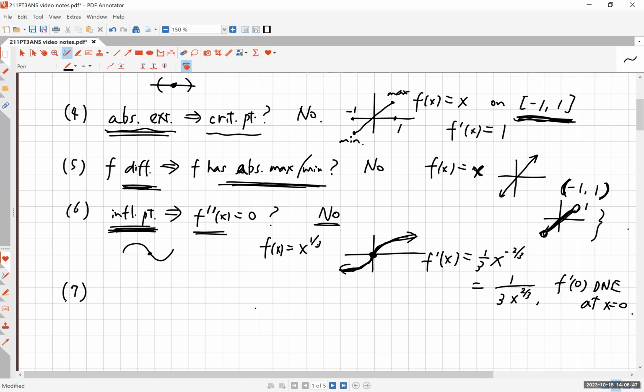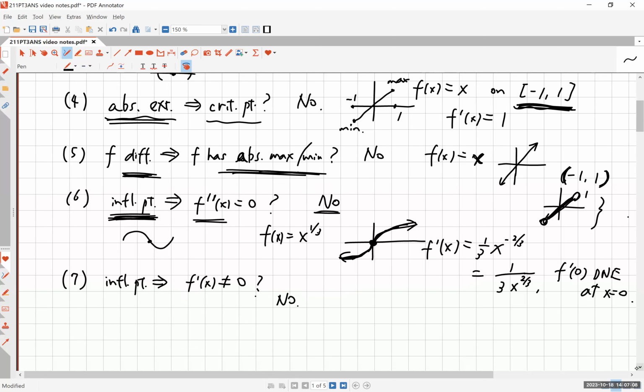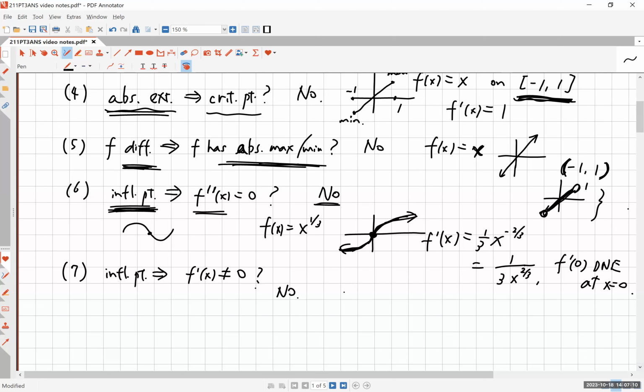Do we know that exists? Okay, so that's tricky. Number 7, at every inflection point, the first derivative cannot be 0. Is that true? So if you have an inflection point, does the derivative have to be non-zero? And the answer is no. So what's a good way to think about this?